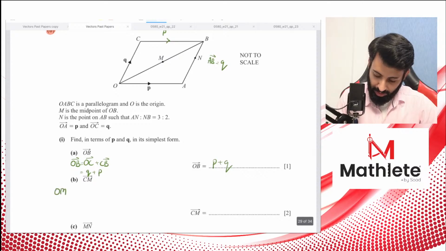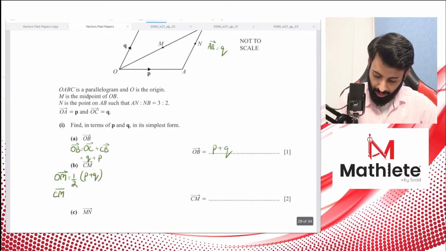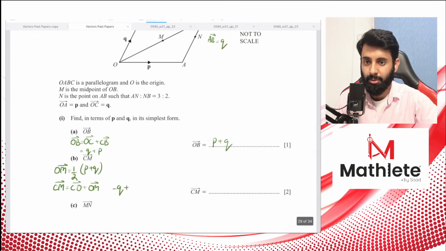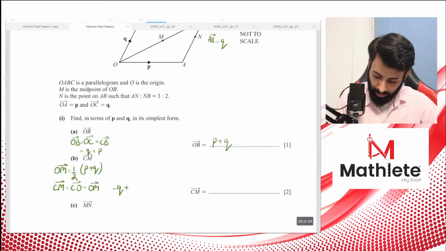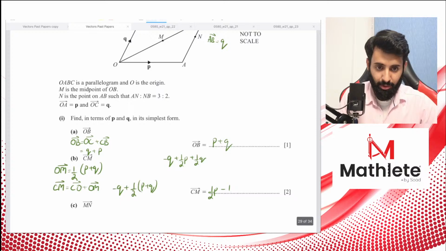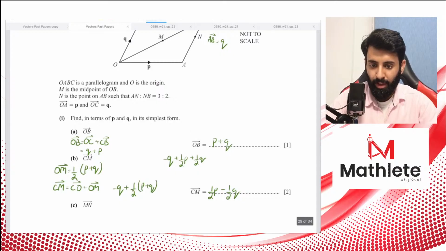Now remember OM, since M is the midpoint of OB, OM is going to be half of P plus Q. Now you can find out CM by simply going from C to O and then from O to M. So how do you go from C to O? C to O is going to be minus Q, and then O to M is going to be half of P plus Q. We've already worked that out. Now when you simplify this, you get minus Q plus half P plus half Q. So half P as it is, and minus Q plus half Q is minus 1 upon 2 Q. So half P minus half Q. Now if you want, you can take half common.